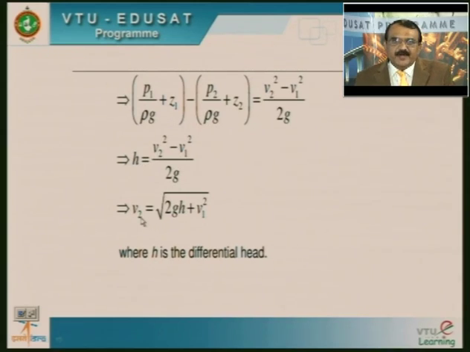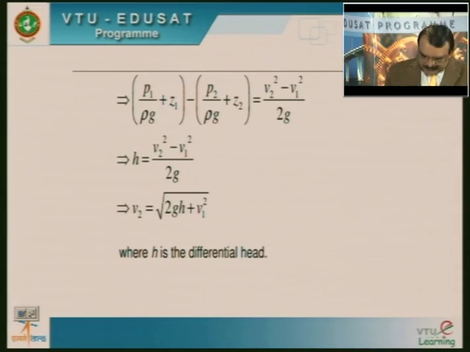I want the value of V2. If you cross multiply this, it becomes 2gh, which must be equal to V2 square minus V1 square. You are looking for V2, therefore V2 is equal to the square root of 2gh plus V1 square. Now h is the differential head, or the pressure difference between section 1 and section 2.